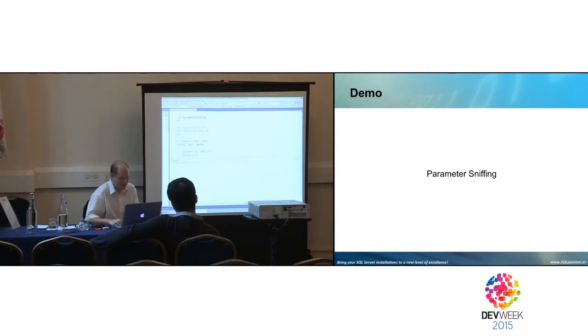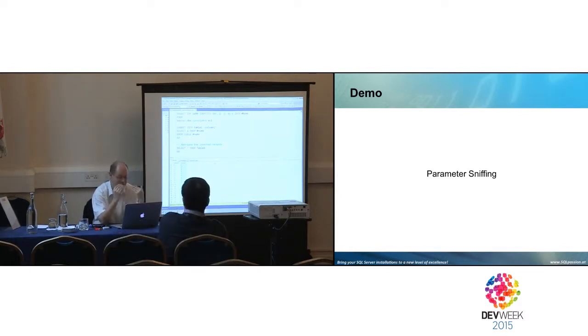I create here a very simple table, and I just insert into that table 1,500 rows. But when we look into that table, you can see that we have in column 2 an uneven data distribution. We have once the value of 1, and we have 1,499 times the value of 2.